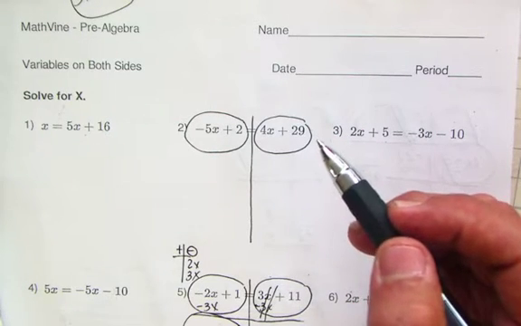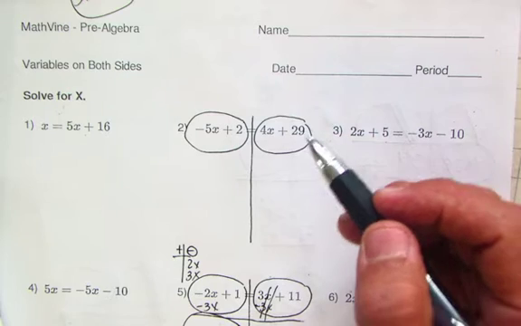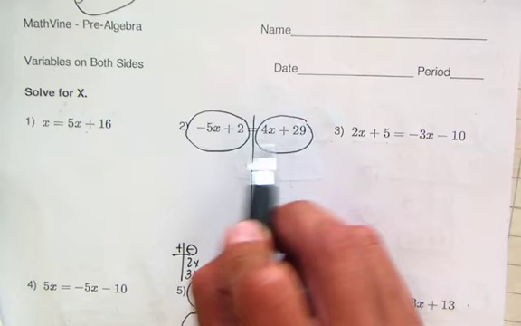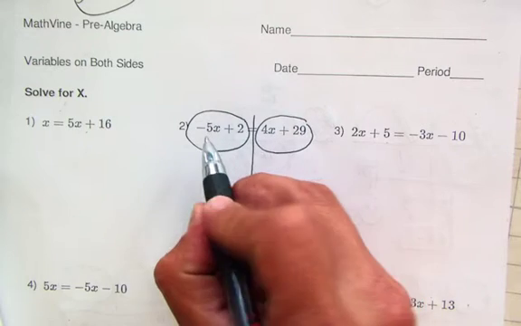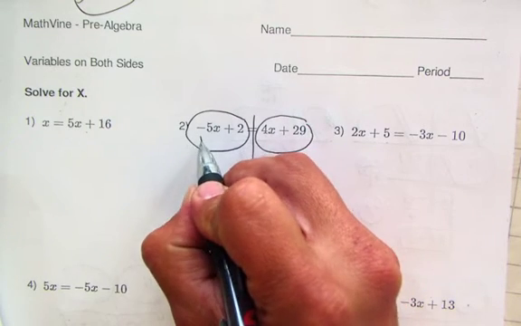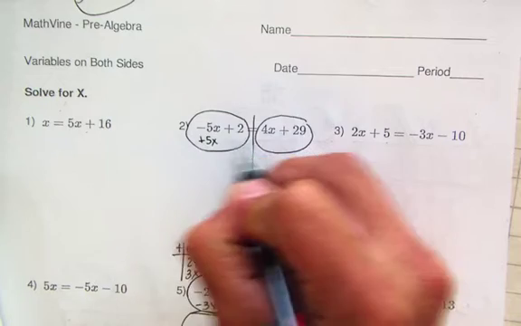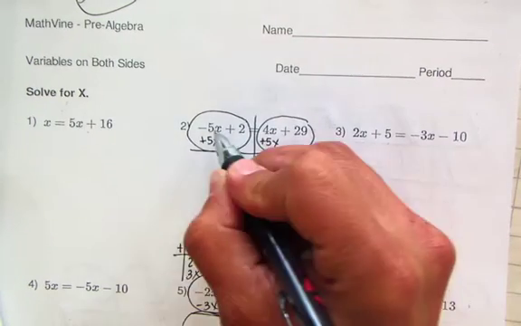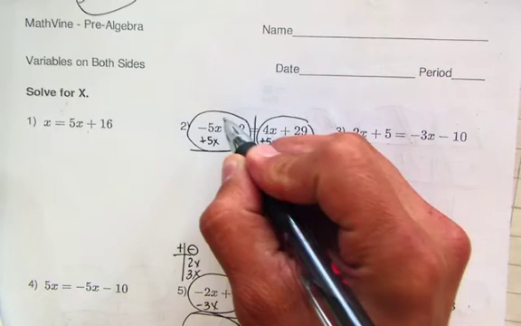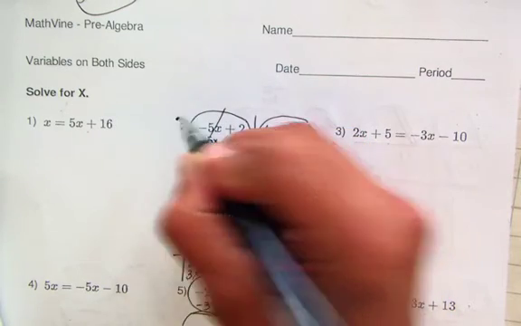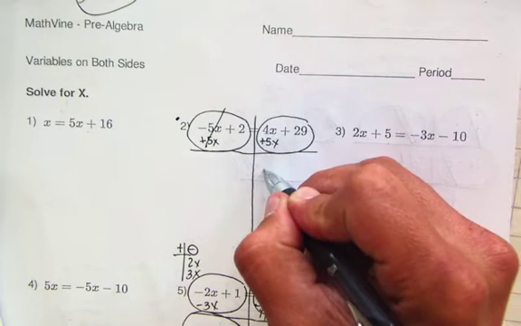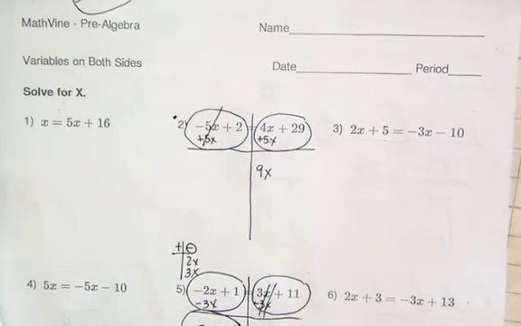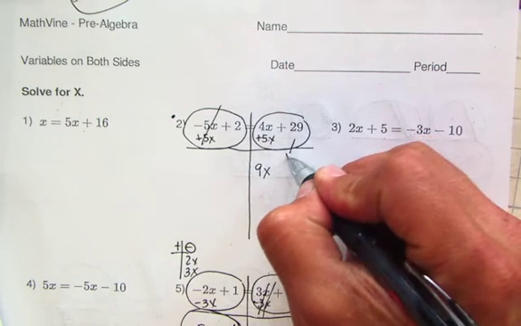So let's get rid of the zero pairs. I'm going to get rid of the smallest one. You could do either one, but I want to get rid of the negative 5x by adding a 5x. I add a 5x. So what happens to the negative 5x plus 5x? That's a 0. And then the 4x plus 5x is 9x. Go ahead and drop everything.